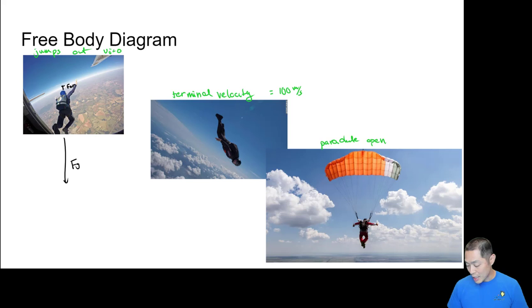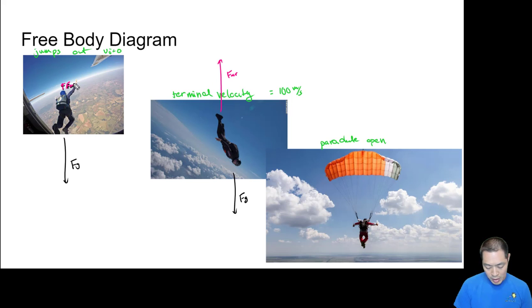Now, eventually, as it keeps falling, gravity never changes. Gravity is always pulling you the same amount. So hopefully I showed that with my arrows. But as you're going faster and faster, air resistance is going to get bigger and bigger. Look how small it was initially, and now it's much, much bigger. Well, it kind of makes sense.